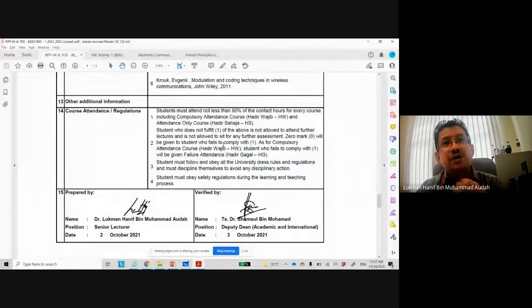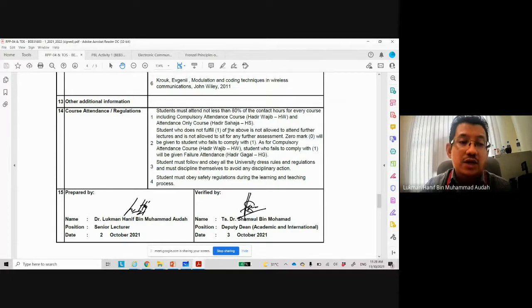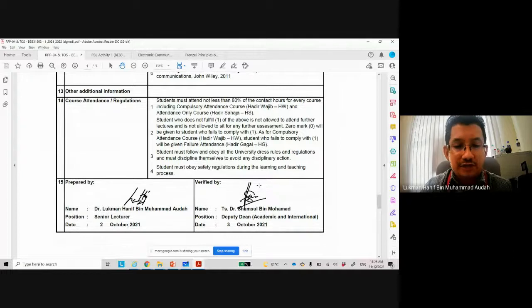So what happens if you get 3 warning letters? You will not be able to attend the final exam. Automatically you will be barred from the final exam, which means you will get grade TS, Tidak Selesai, finished. So be careful about that.